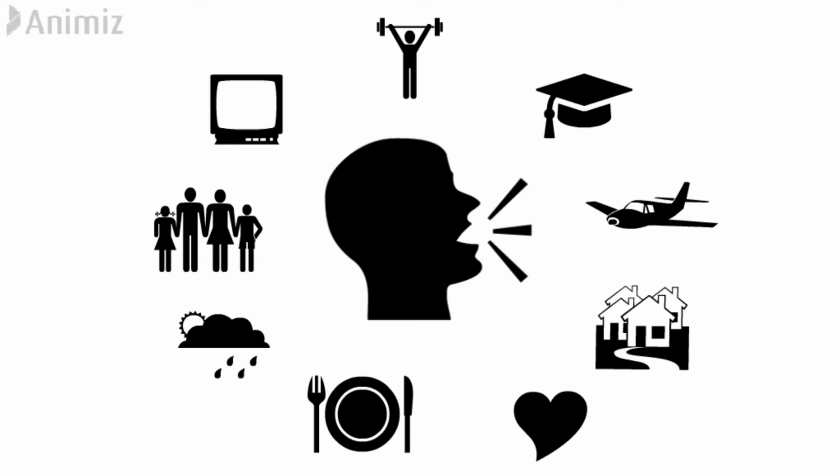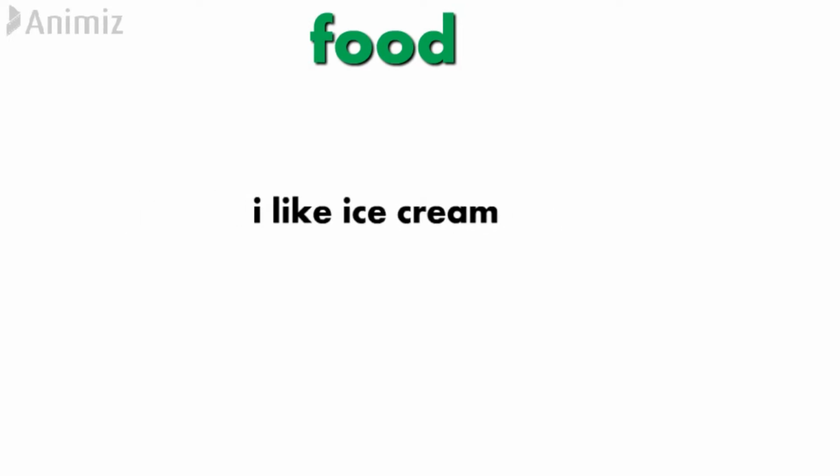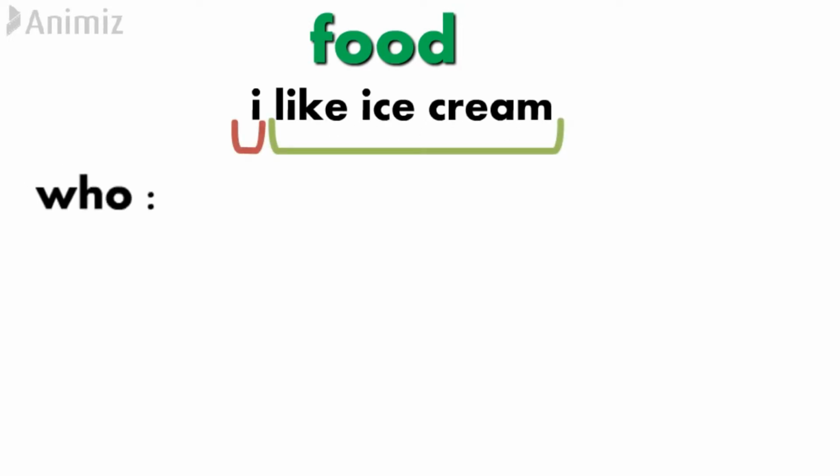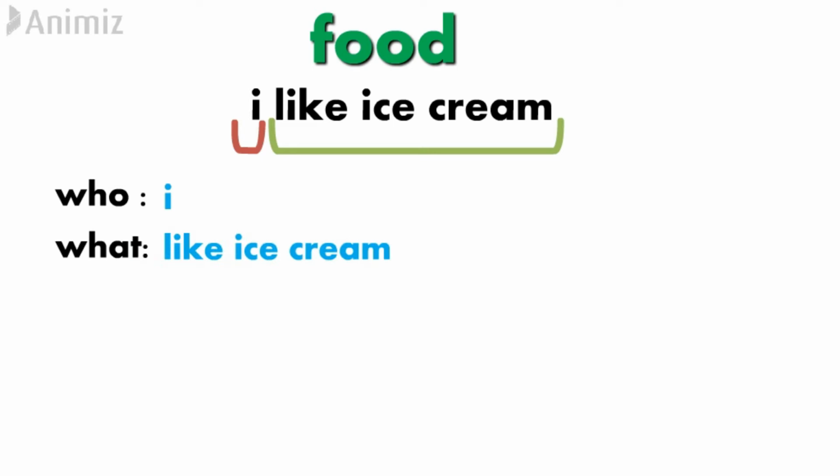Now let's move on to the next step. After writing down the categories, you will take one at a time and add more detailed information for each. For our first category we've selected food. Our simple sentence is, I like ice cream, so we already know two of the W's. First, for who, we have I. Then for what, we have like ice cream. Next we have to decide on when, where, and why.